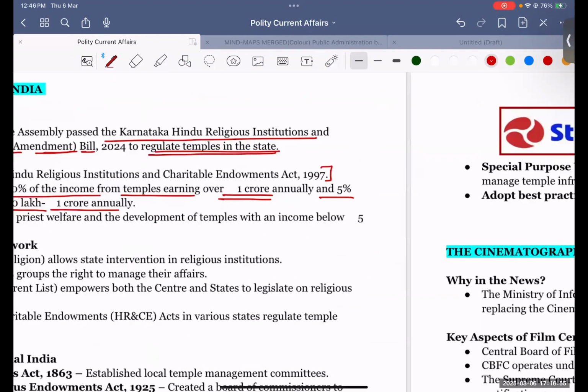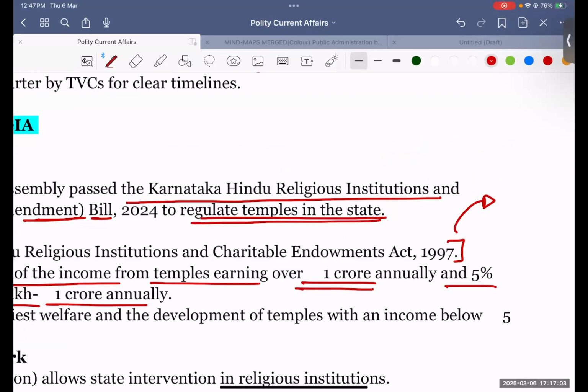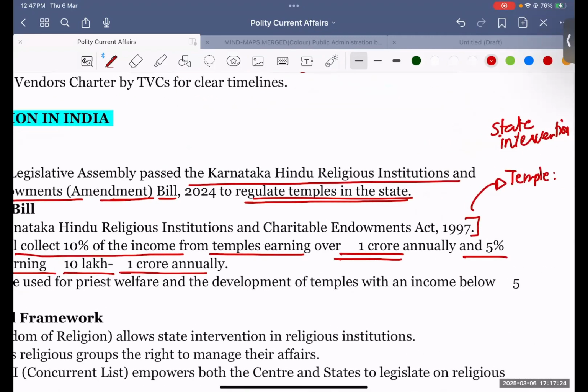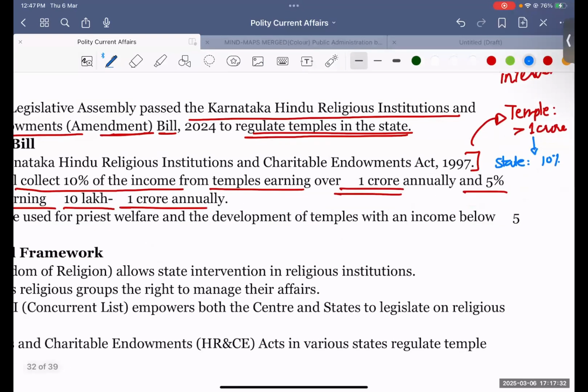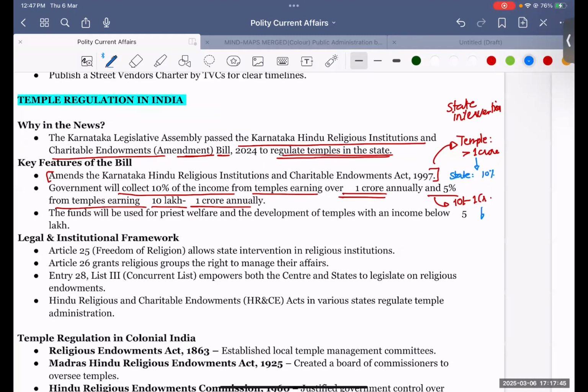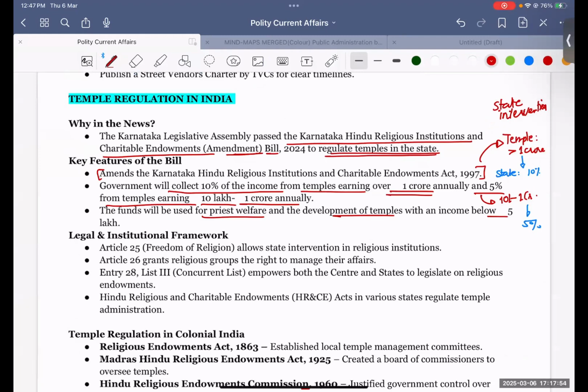So this is important. What this particular act does is that first of all, it has paved a way for state intervention. Suppose a temple earns over 1 crore, so greater than 1 crore, the state will get 10% of this. And if the temple earns 10 lakhs to 1 crore, the state will get 5% of this. And where is this fund going to be used? It will be used for priest welfare, development of temples with income below 5 lakhs.